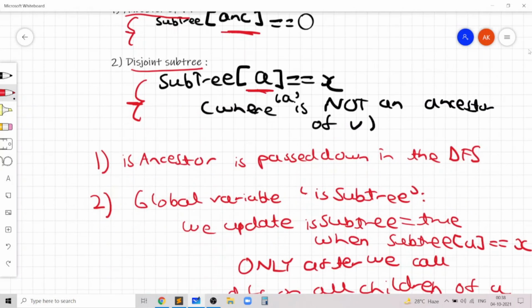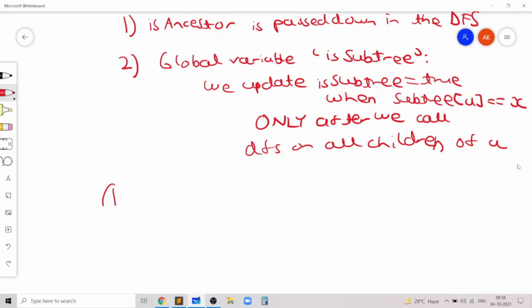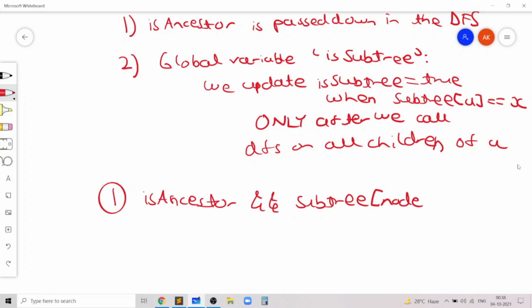So the two conditions which we are going to finally be checking is: if is ancestor is met, and subtree of the current node is equal to the required value. So that's the first condition.